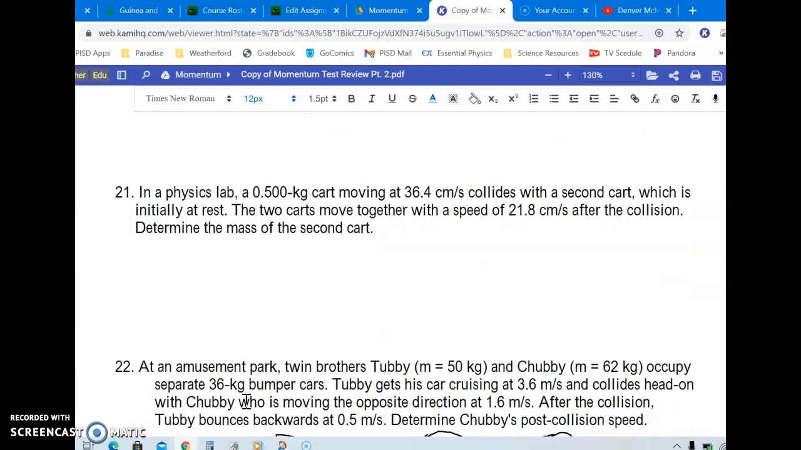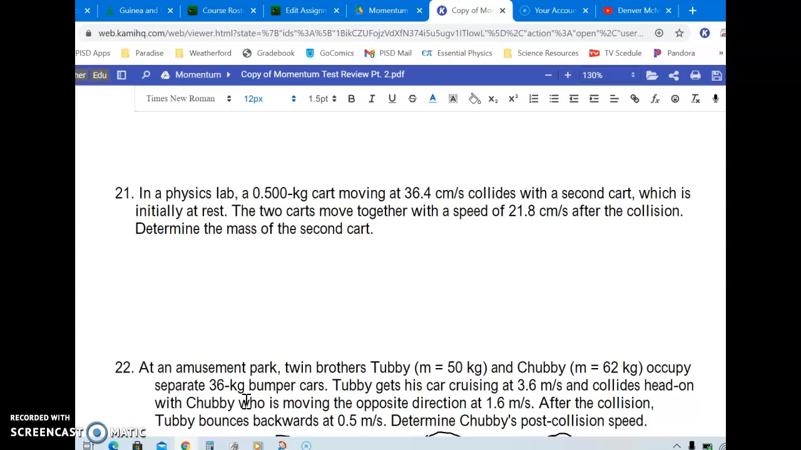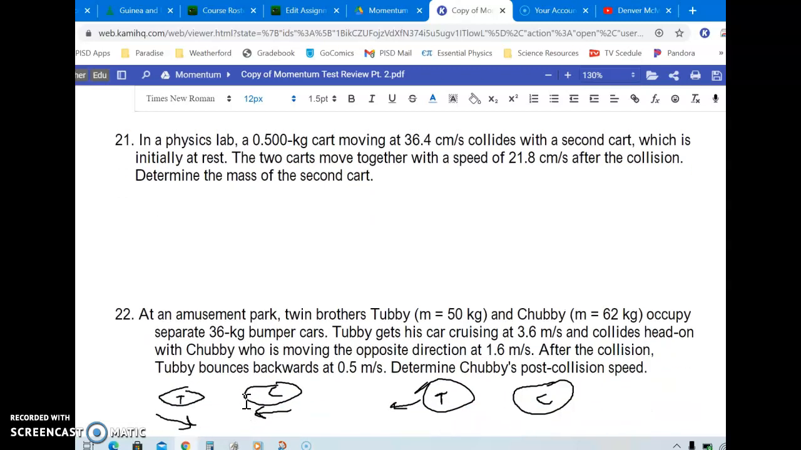Now, the last thing I want to do is one more elastic inelastic equation. So you're at an amusement park. You have two brothers, Tubby and Chubby, who are in separate 36-kilogram bumper cars. Tubby gets his car cruising at 3.6 meters per second and collides head-on with Chubby, who is moving in the opposite direction at 1.6 meters per second. After the collision, Tubby and his car bounce back at 0.5 meters per second. We need to figure out how fast Chubby is going after the collision is over, and which direction. Will he bounce back this direction or will he go this direction? Well, we'll have to wait and see.